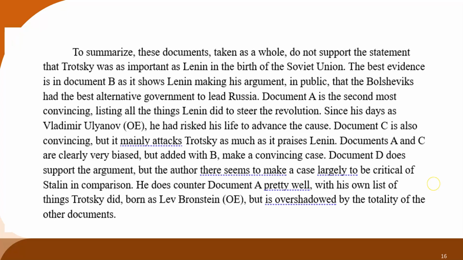And lastly, we're going to have my conclusion. To summarize, these documents taken as a whole do not support the statement that Trotsky was as important. And what you're going to do is go over all the documents that make your argument, in the order from strongest to weakest. I think document B was the strongest because Trotsky is not in it, and it shows Lenin on stage by himself making the point to a crowd of people that he's going to challenge the government. And so anyway, I went document B, A, and then C, and then I contrast the sourcing, because I really want to get the highest point on the rubric.